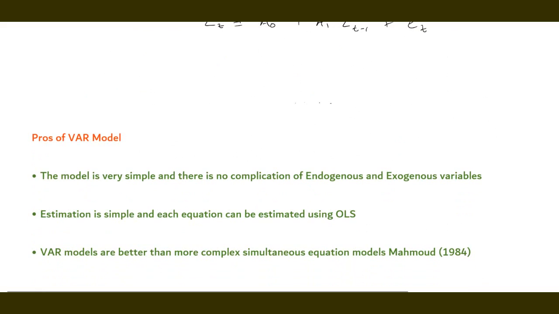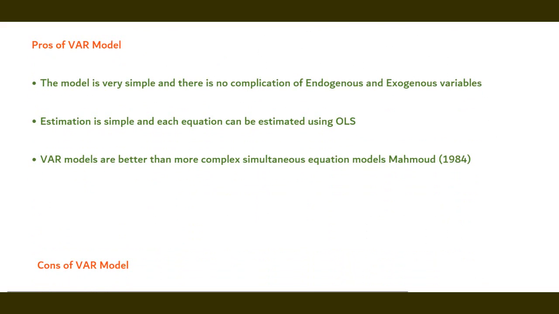So the estimation of a vector autoregressive model is very easy. Then these VAR models are better than the more complex simultaneous equation models, especially in reference to Mahmoud's paper which was published in 1984. It is very simple to estimate. There is no complexity, and its interpretation is somewhat better than using the simultaneous equations that make it more complex.